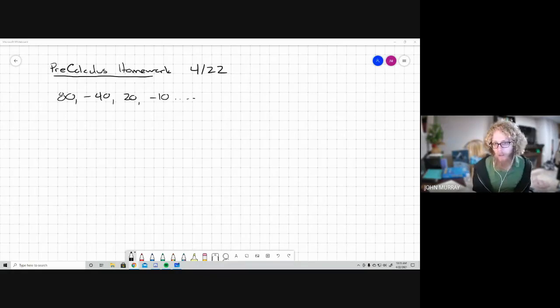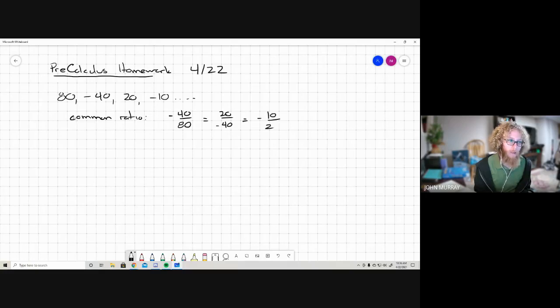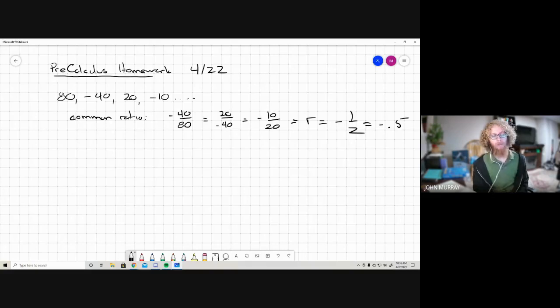You're going to have to find the common ratio or difference, but this was geometric sequences, so the common ratio is what you're looking for. Remember, you're always dividing the later term by the previous term. So we set up -40 over 80, or you can do 20 over -40, or -10 over 20. They're all going to get you the same thing, and that is our common ratio of -1/2 or -0.5.